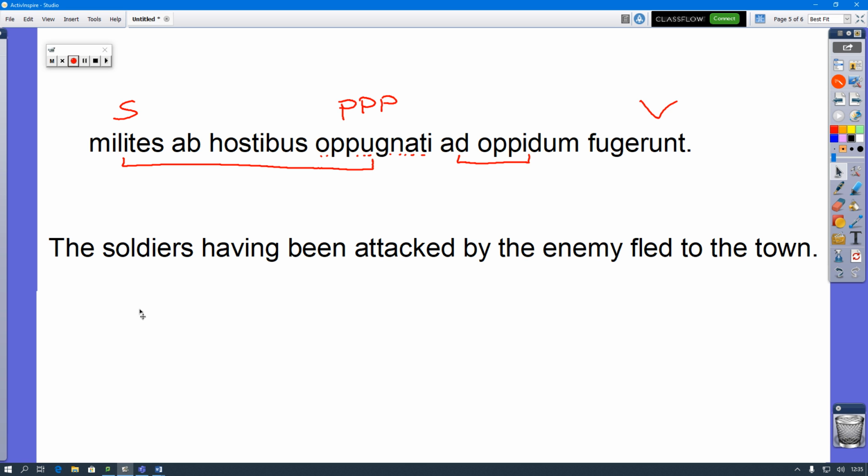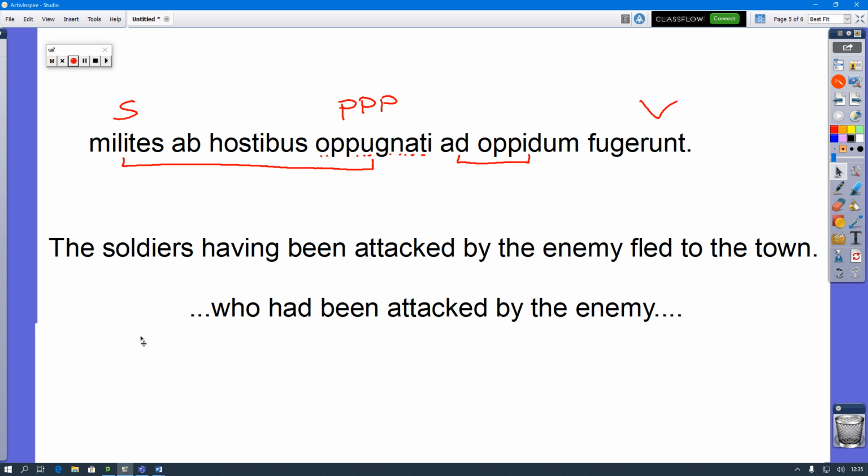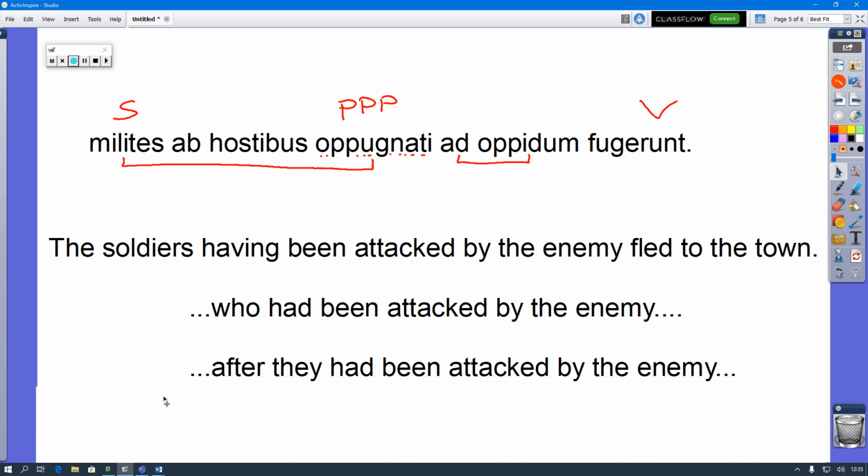How about the soldiers who had been attacked by the enemy? Straight away, that's better. The soldiers who had been attacked by the enemy fled to the town. And there are other ways I could do it. The soldiers after they had been attacked by the enemy. I could almost get away with the soldiers, comma, attacked by the enemy, comma, and that would work too.